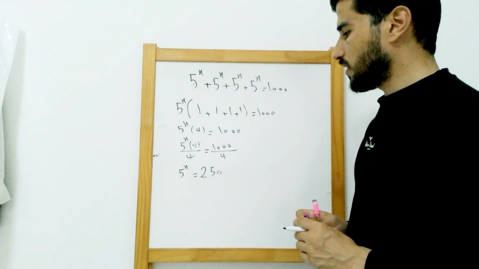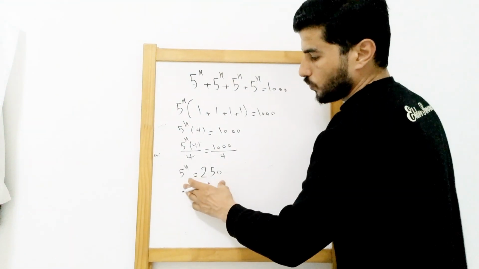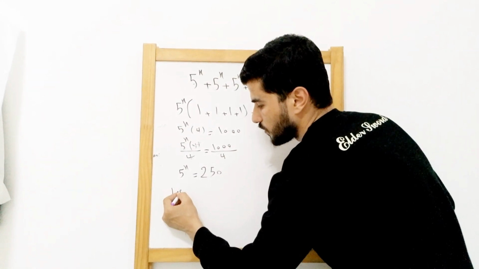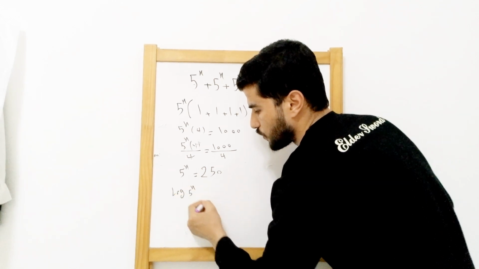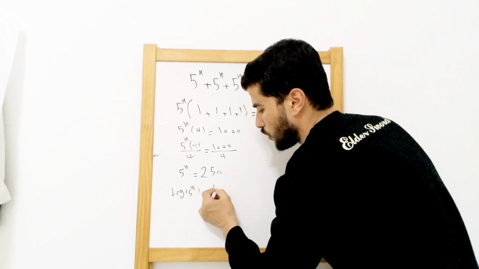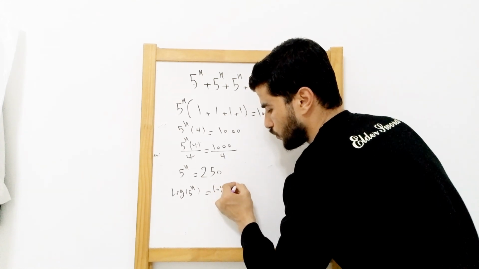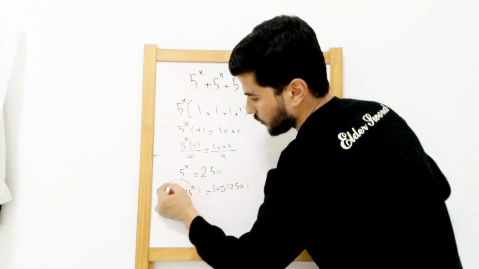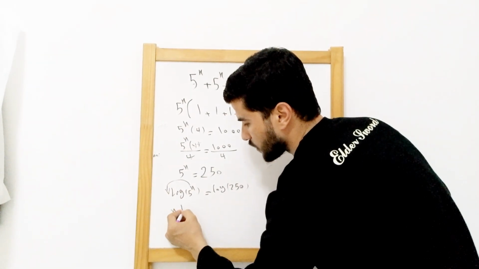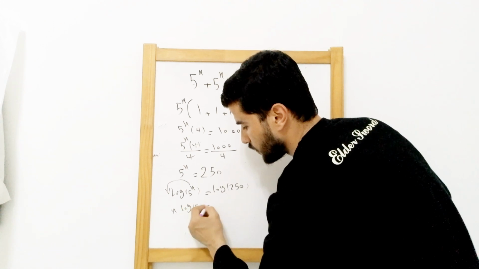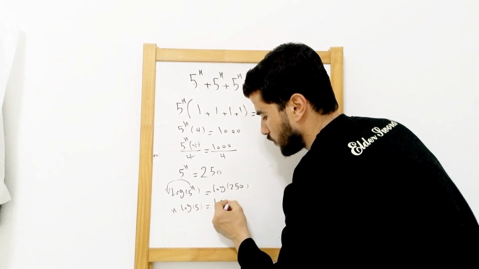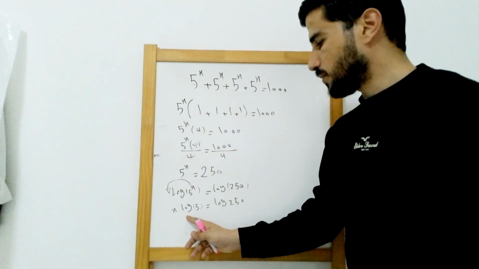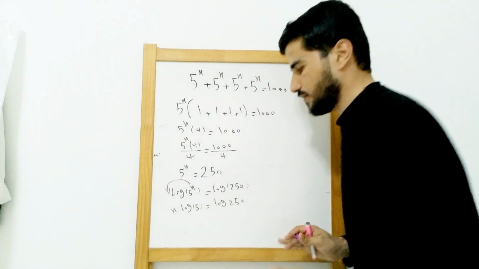What can we write now? We can take log to both sides. Log 5 raised to x equal log of 250, and then we can write x here. x log 5 equal log 250, and we can divide by log of 5 both sides.